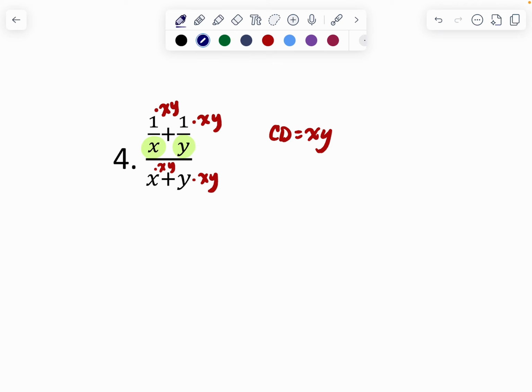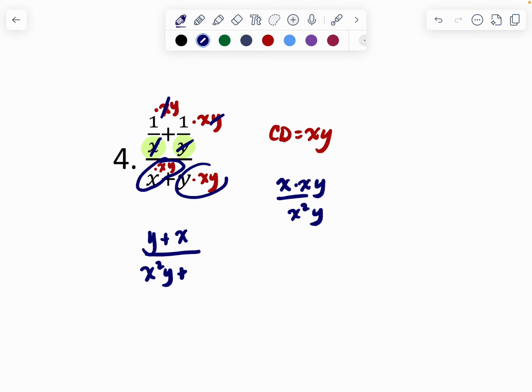In the very first part, the x's are going to cancel out, leaving us with a 1 and a y, so this is going to be y. Here, the y's are going to cancel out, leaving us with a 1 and an x, so it's just x. Then on the bottom, let's write this out a little bit. This is x times xy. Combining these two together, that's going to get you x squared y. And similarly, if you multiply that together, you're going to get y squared x. It does not matter what order you put it in.